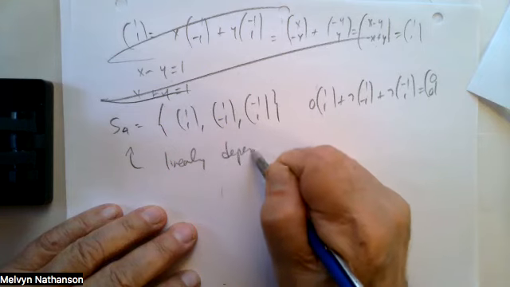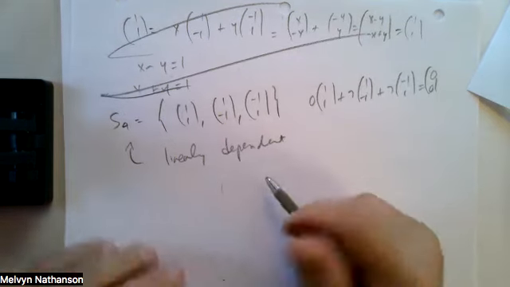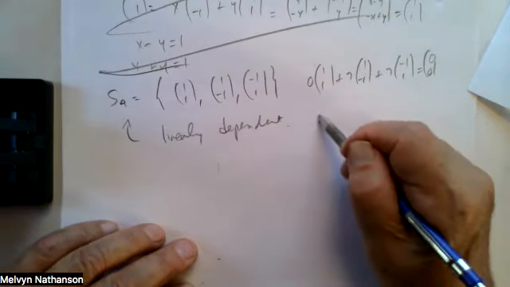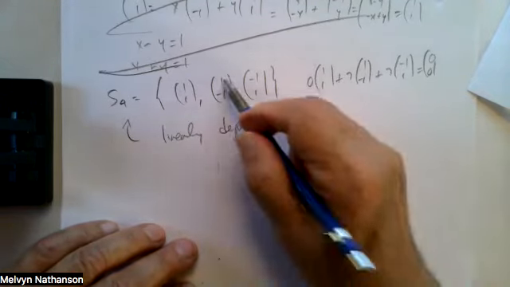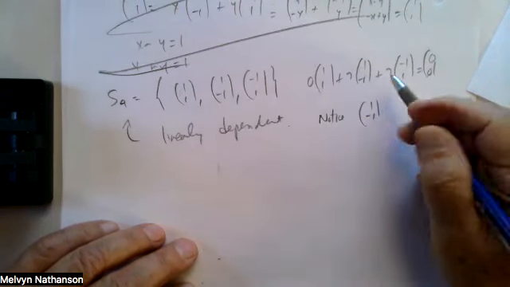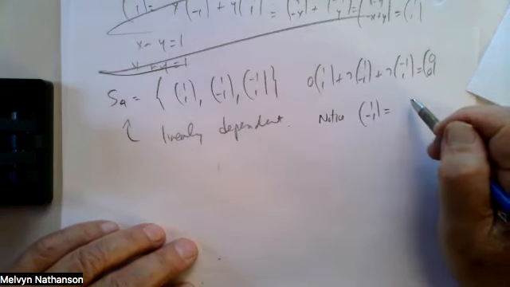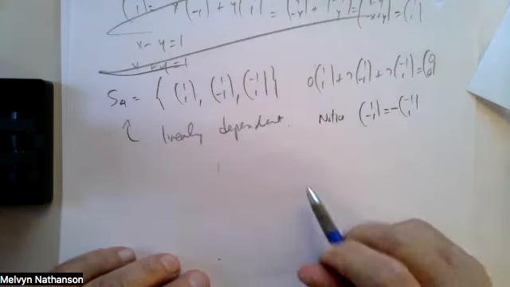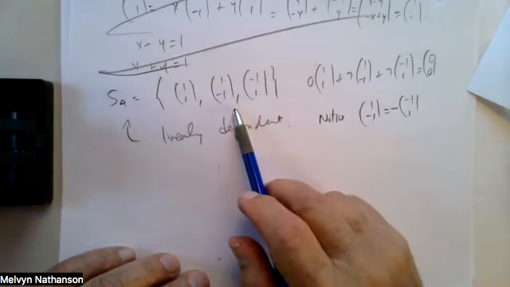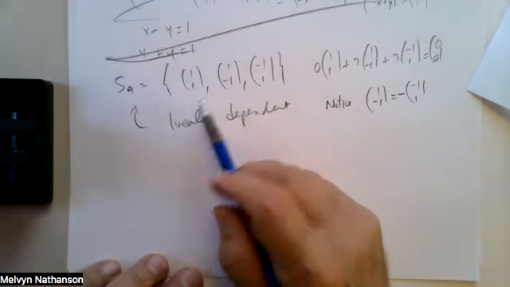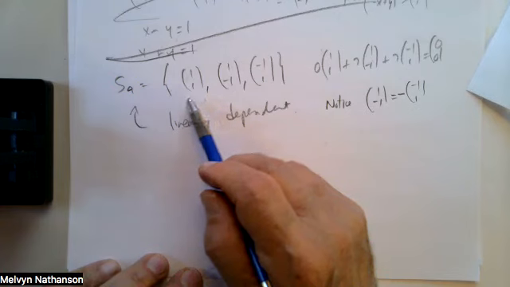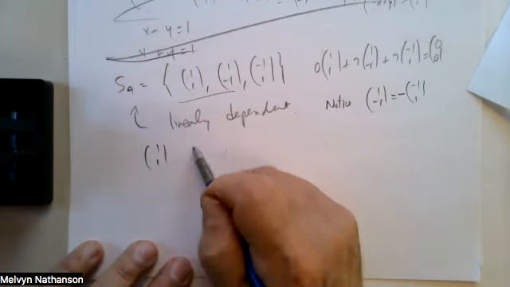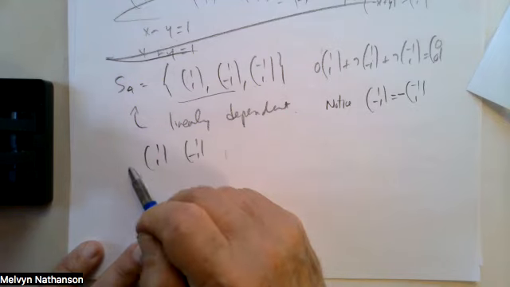linearly dependent. In fact, if I had looked a little more carefully, I would have noticed that the vector (1, -1) is actually a scalar multiple of the vector (-1, 1). It's minus (-1, 1). So these two vectors themselves are linearly dependent. So if I want to look for a linearly independent set, let me take the first two vectors. So I have (1, 1) and (1, -1).